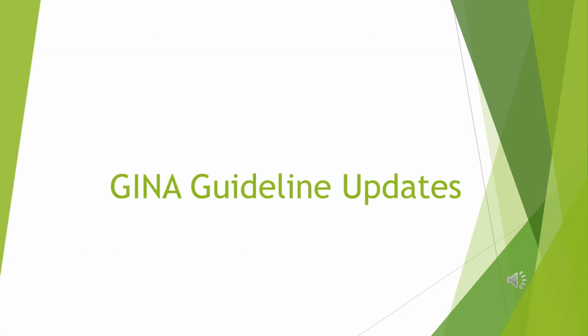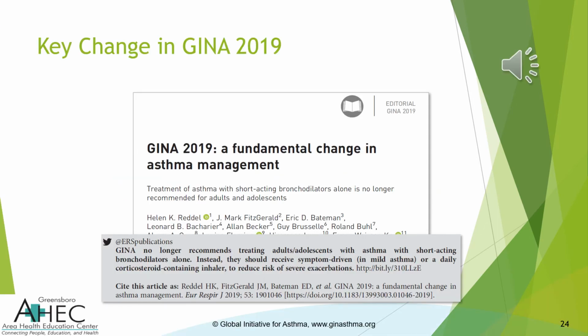Now let's switch gears and talk about some GINA guideline updates. Before we jump into each step of the algorithm, I want to talk about a key change in last year's GINA guideline. Prior to 2019, patients with mild asthma only had to have a reliever inhaler like albuterol.